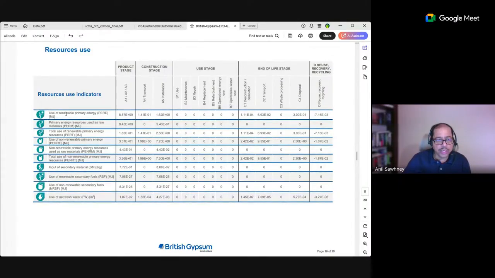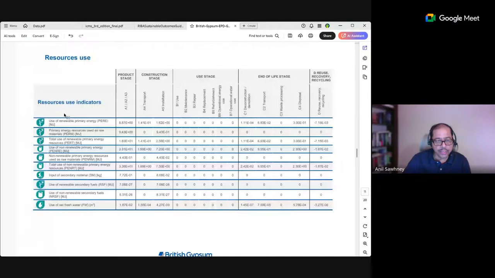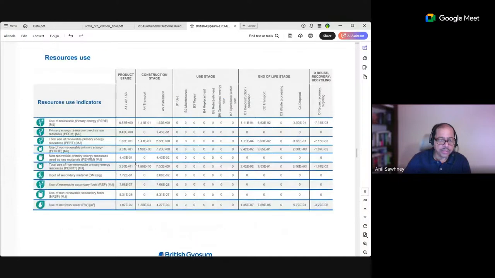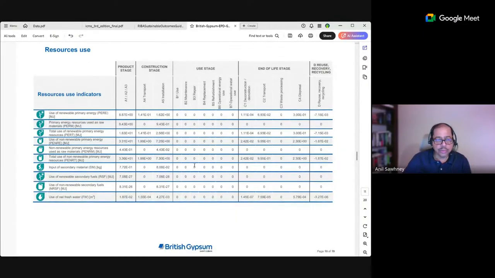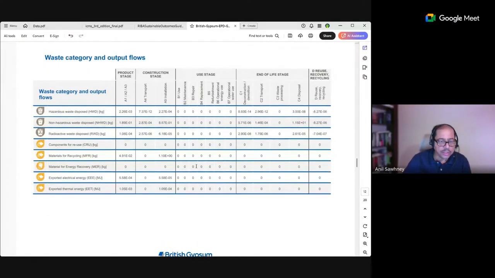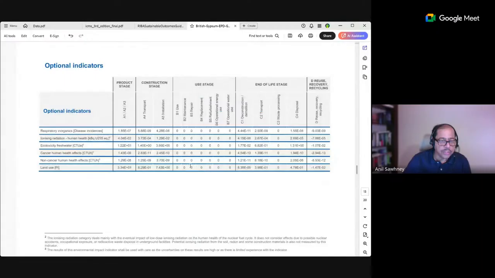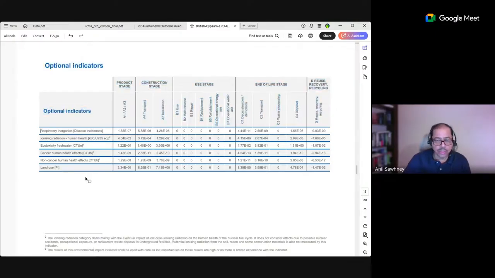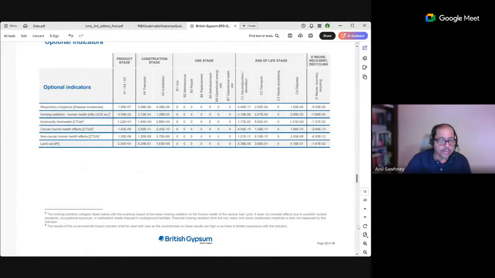Obviously, there are many more indicators that British Gypsum provides. In addition to environmental impacts, they also provide resource use impacts by life cycle stage. They have lots of other optional indicators. So slowly you will see that they actually provide health related indicators also, which is not very common. So this is a pretty advanced EPD available in the UK.